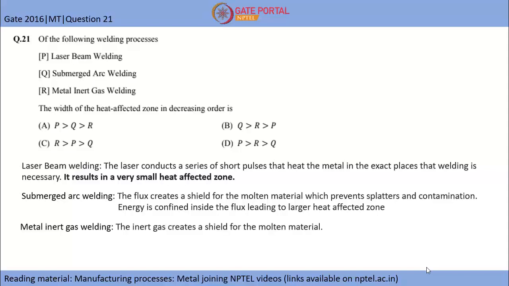And third one is metal inert gas welding. Here rather than flux we use inert gas to shield the molten material, such as argon or helium. Hence, submerged arc welding will by default have the most heat affected zone, because the heat transfer is not taking place because of the flux which is shielding the molten material. Hence the heat will be stored in the material only, which will create a large heat affected zone. And in laser beam welding it is very localized, hence the heat affected zone is very small, and metal inert gas welding lies in between that.